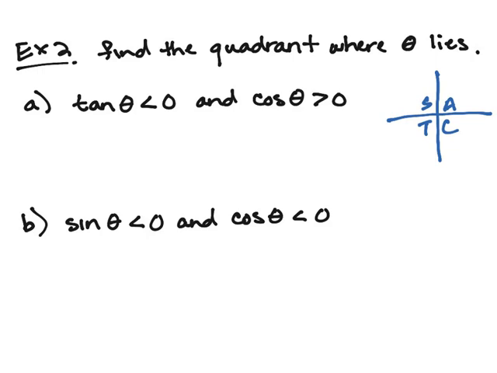Okay, so for question A here, tangent theta is less than 0. So tangent's negative. Well, tangent's negative in quadrants 2 and 4. So I'm in between 2 and 4 to make a decision here. My second piece of information is that cosine's positive. So where am I? Which quadrant? 4. I'm going to be in quadrant 4.